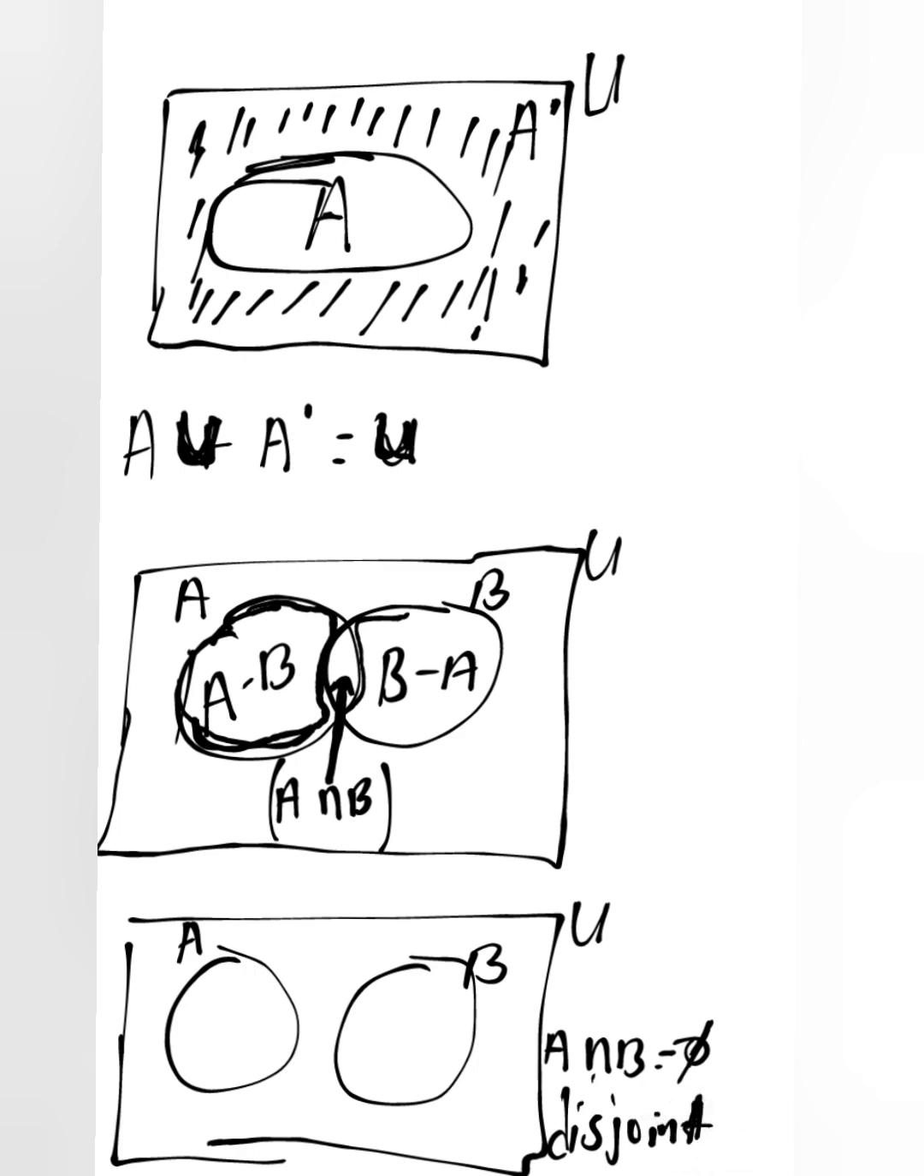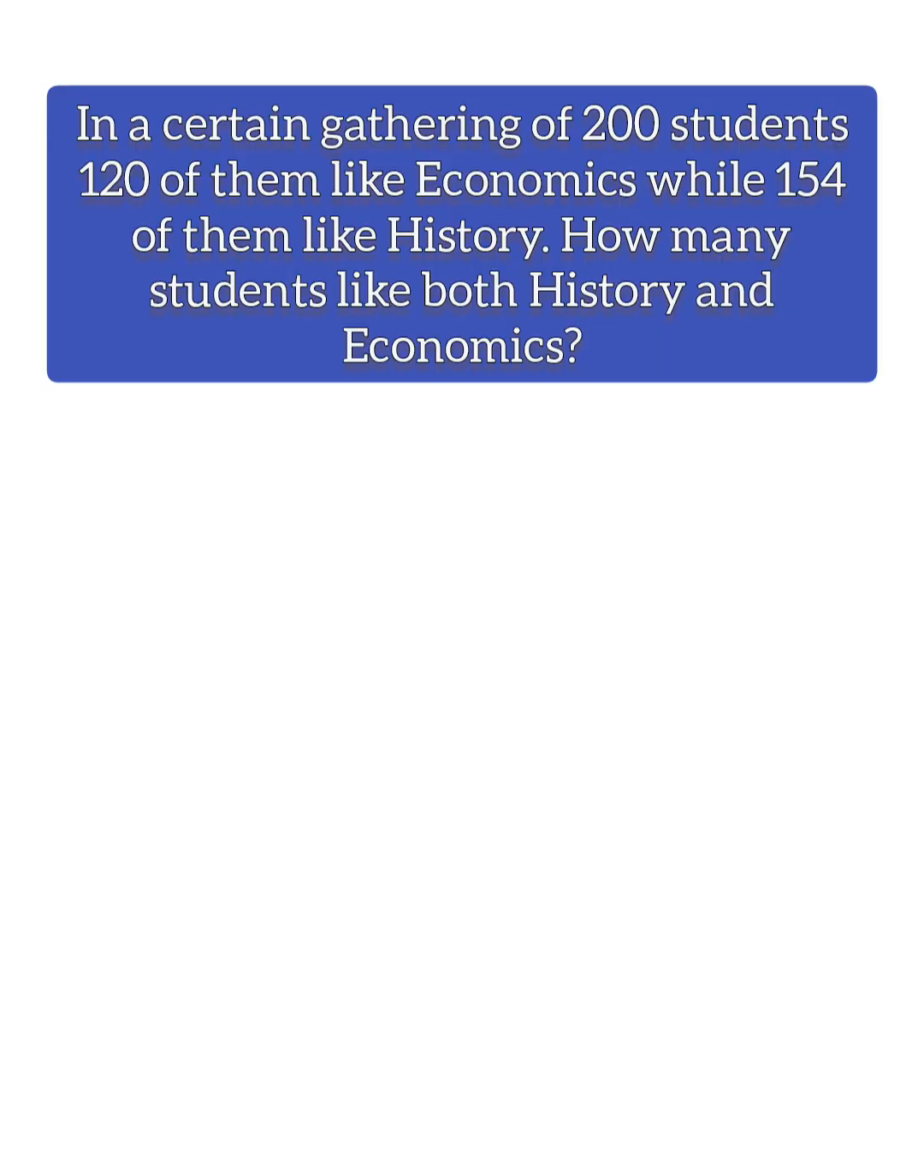Okay, let's solve some questions on the Venn diagram. The first question we're going to solve is this. In a certain gathering of 200 students, 120 of them like economics, while 154 of them like history. How many students like both history and economics? The question says 200 students altogether. So hence, the universal set is equal to 200.